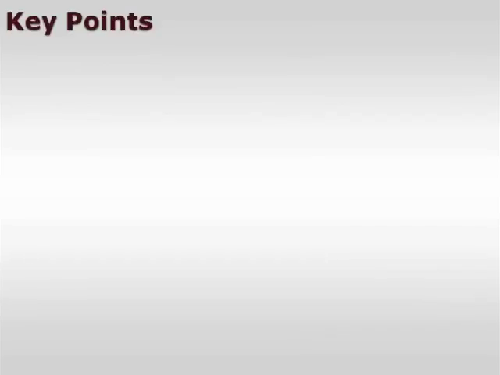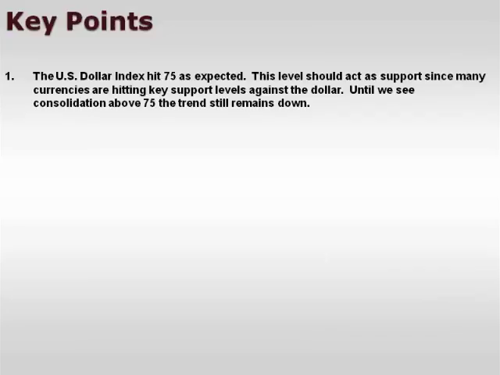Let's take a look at a few of our key points. First of all, the US dollar index hit 75 as expected. This level should act as support since many currencies are hitting key support levels against the dollar. Until we see consolidation above 75, the trend remains to the downside.